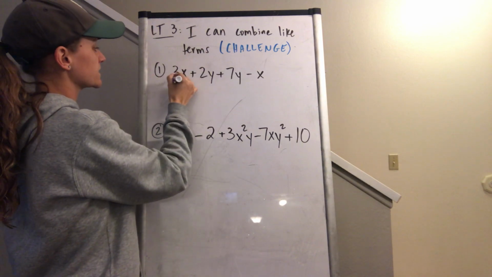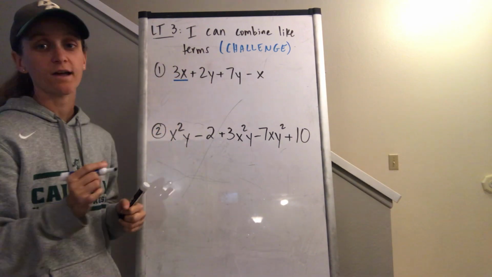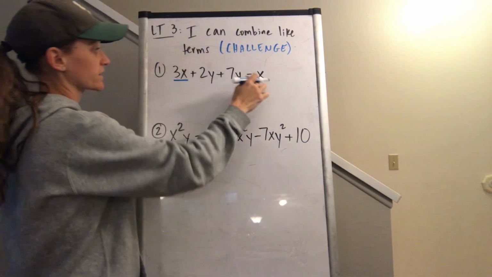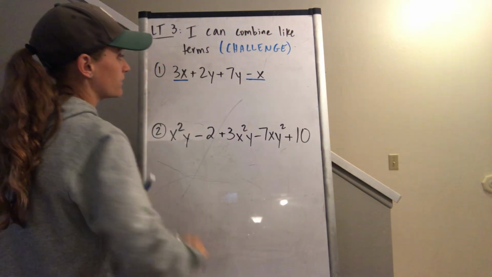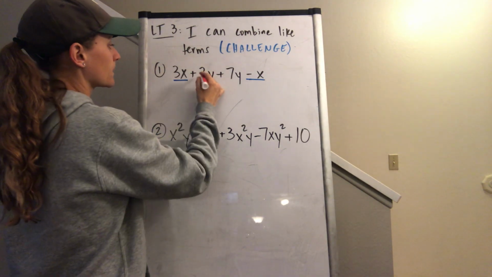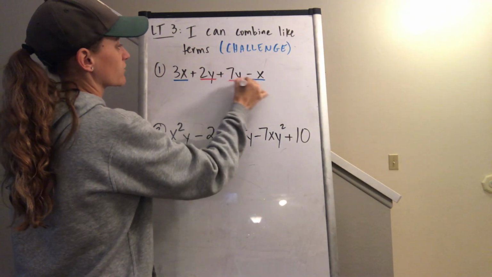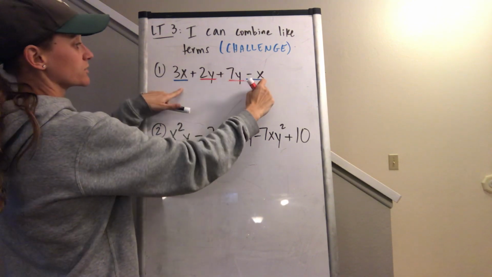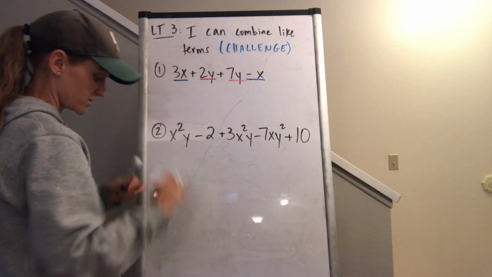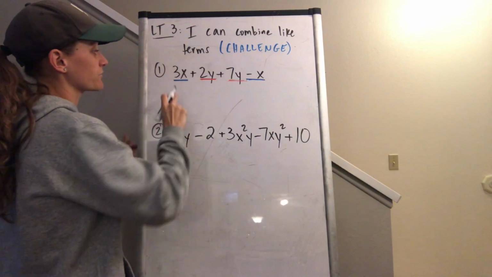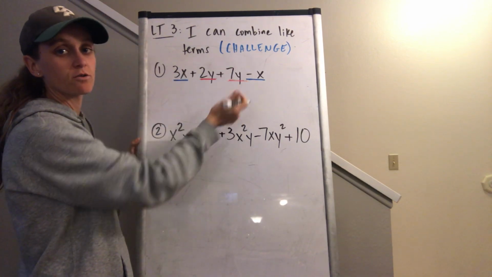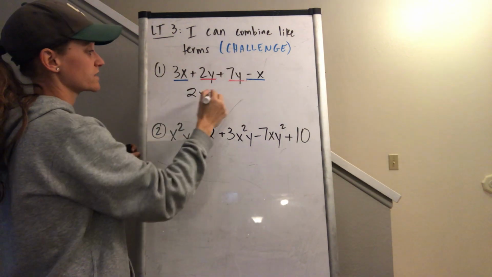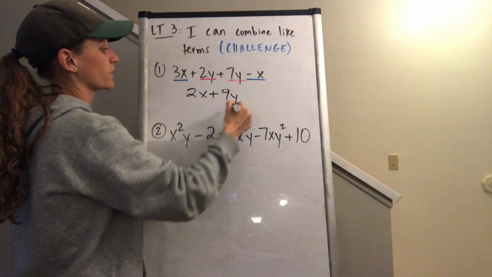So 3x has an x on it. So that means anything that has just an x, I'm going to combine. So I'll combine 3x and negative x. And then with 2y, I'm going to combine that with the 7y because they both have a y on them. Okay, so it's kind of like saying put the hot dogs together, put the sodas together. All right, so here I have 3 x's and I take away 1, so I only have 2 x's left. And then here I have 2y plus 7y, and that means I have 9 y's total.